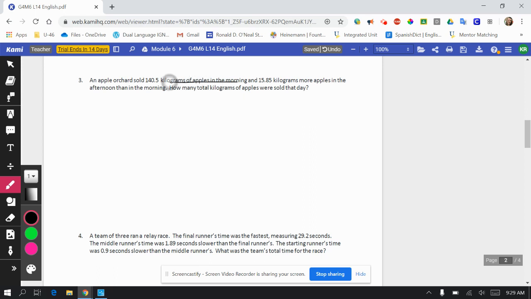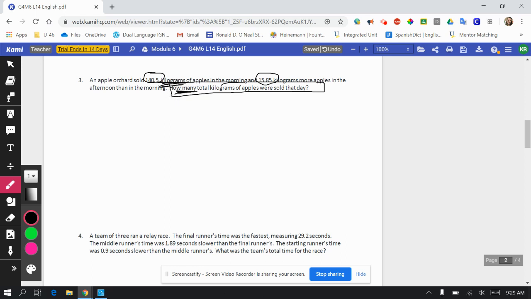Box the question. Circle the numbers. All right, there are no more numbers hiding in there, I don't think. Underline important information. An apple orchard sold 140.5 kilograms, will be important to know, of apples in the morning and 15.85 kilograms more apples in the afternoon than in the morning. They're getting tricky on us. So you see the afternoon, they sold more than the morning. How many total kilograms of apples were sold that day?